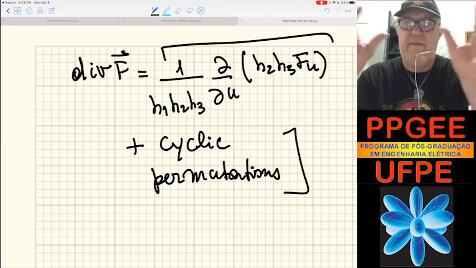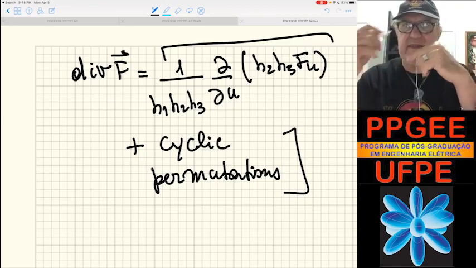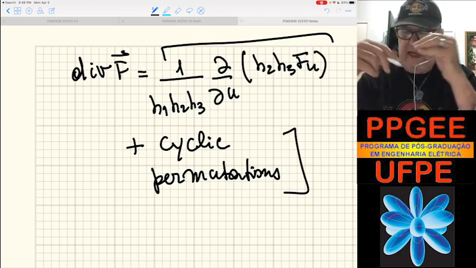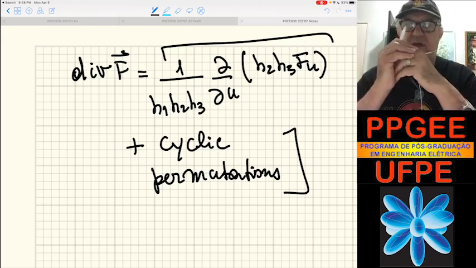Okay. But what I'm saying is that the advantage of having a cyclic system of coordinates is this one. I mean, you can make cyclic permutations. Just knowing one term, you can determine the other ones.